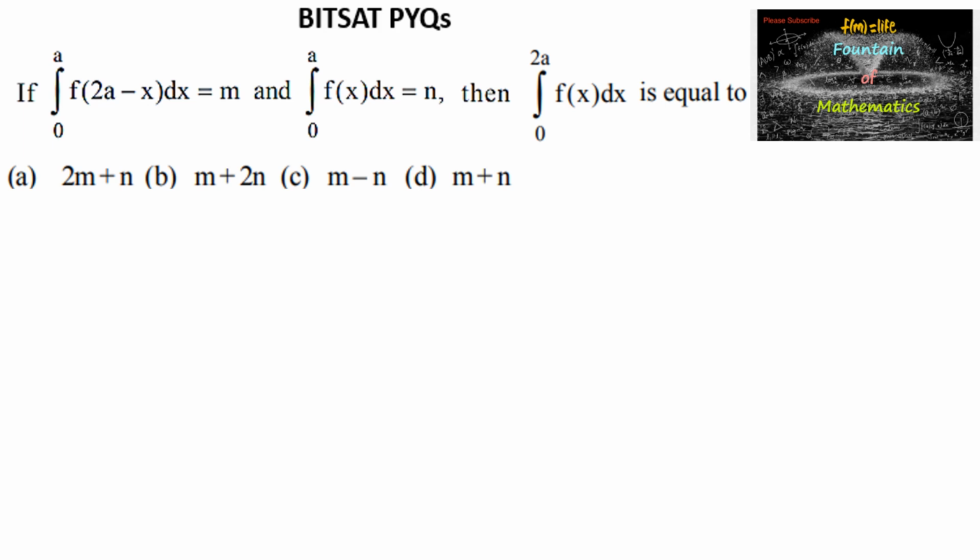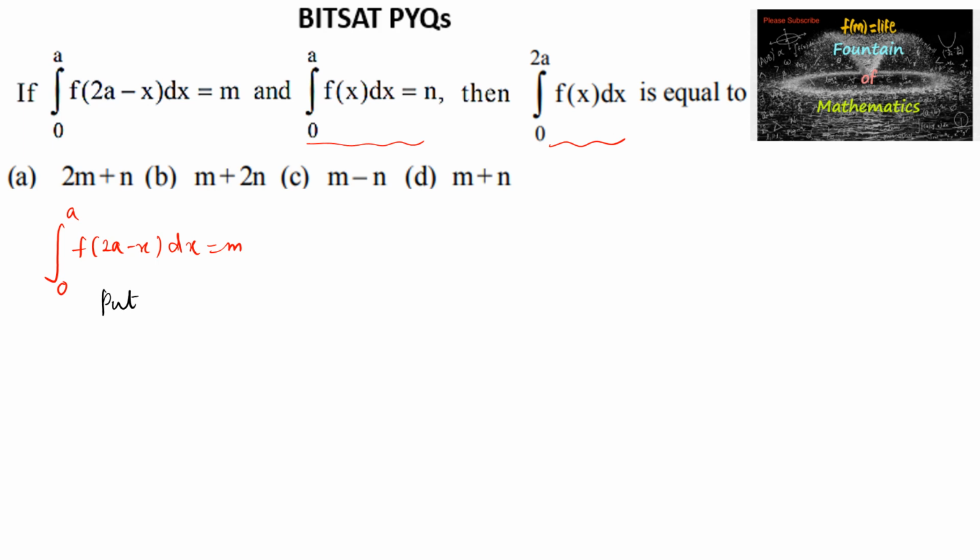If integral 0 to a f of 2a minus x dx is equal to m and integral 0 to a f of x dx is equal to n, then we need to find integral 0 to 2a f of x dx. So let us consider integral 0 to a of f of 2a minus x dx.